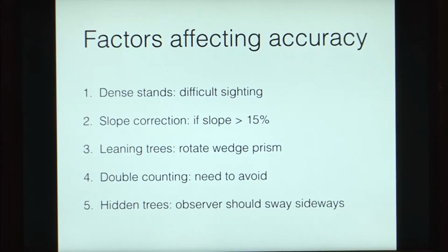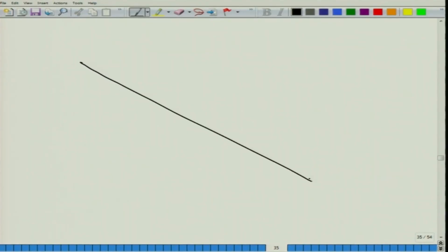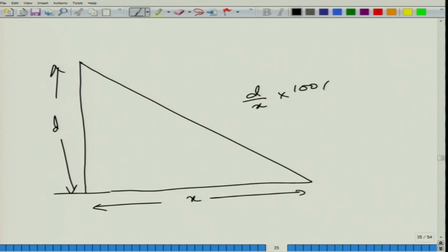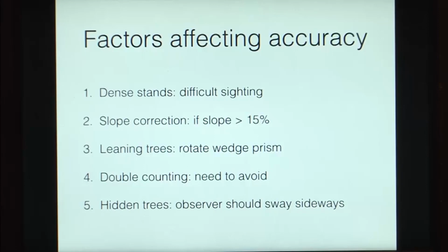suppose this is your slope. What is a 15% slope? A 15% slope is, if you define a horizontal, then the vertical displacement, let us call it d, as a percentage of the horizontal movement. So, basically d by x into 100% is the slope in percent. Now coming back to the slides, if the slope is greater than 15%, then you might need a slope correction.